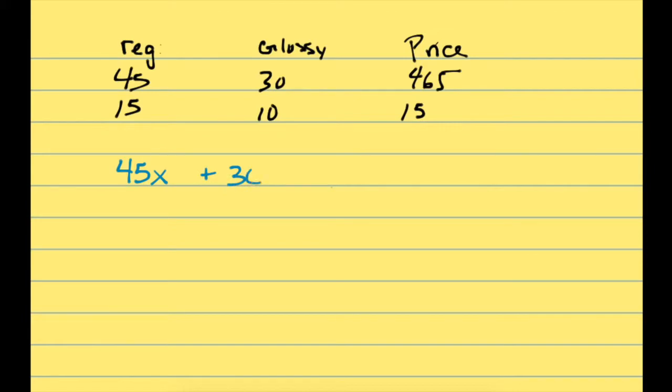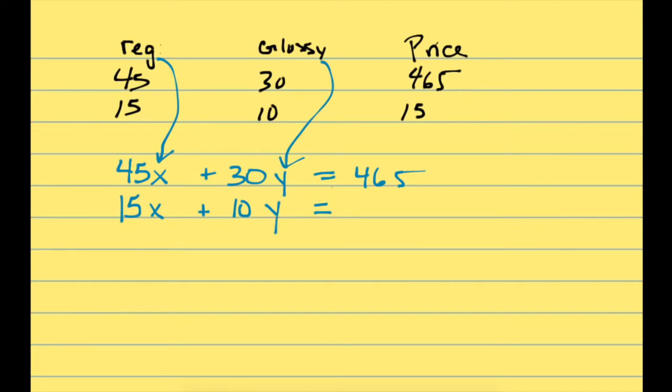And we take 30 glossy prints and multiply by the cost of the glossy prints. So x will represent the cost of the regular prints, y will represent the cost of the glossy prints. And together for that package, it's going to be $465. For the second package, we're doing 15 regular prints at x dollars a piece, and 10 glossy prints at y dollars a piece. It's going to total $155. And so we would want to use substitution or elimination to solve these.